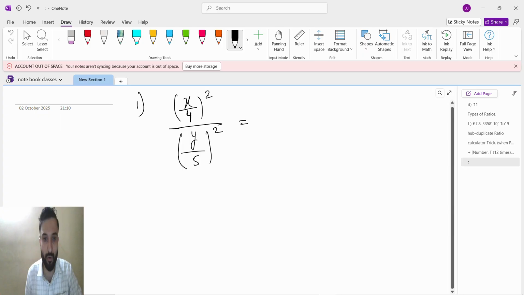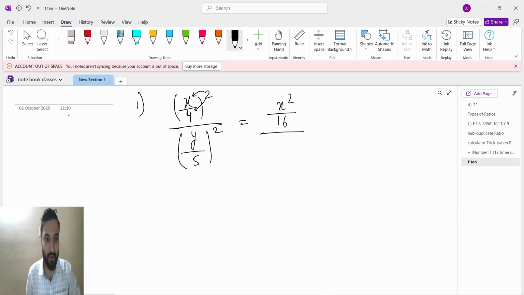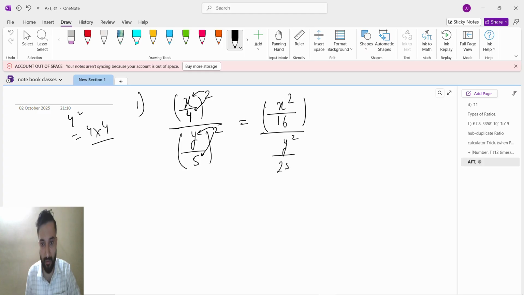So x by 4 whole square means what will happen? The square will go to both x and 4. The x square will become x square divided by 4 square, which is 16. Don't write 4 square as 8; 4 square means 4 into 4, which is 16. Now the square will go to both numerator and denominator, so it becomes y square divided by 5 square, which is 25.